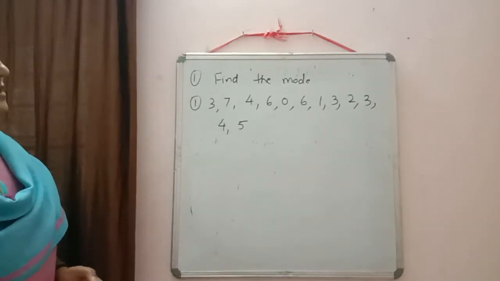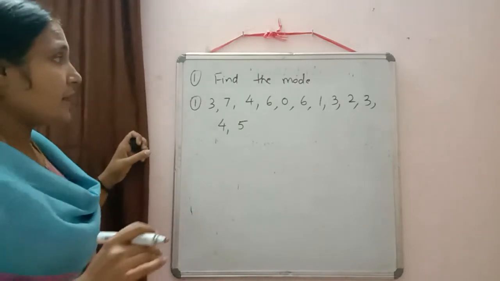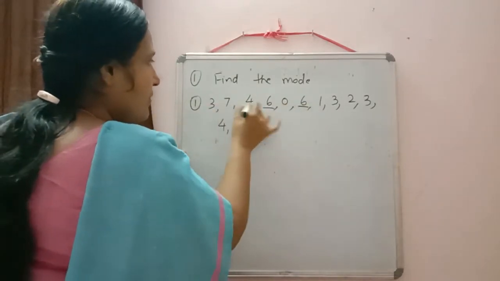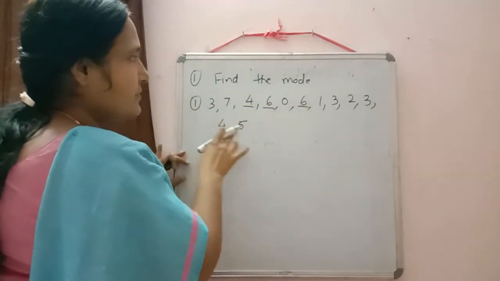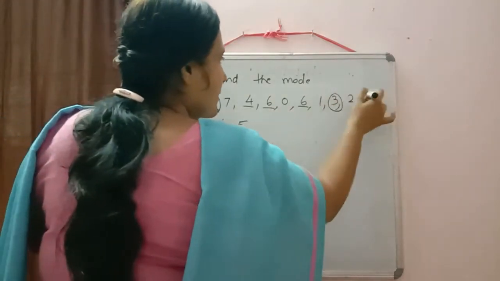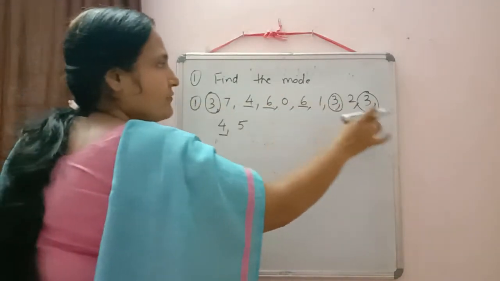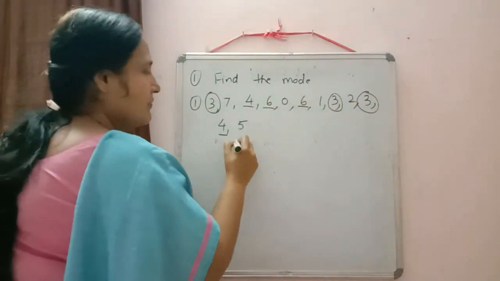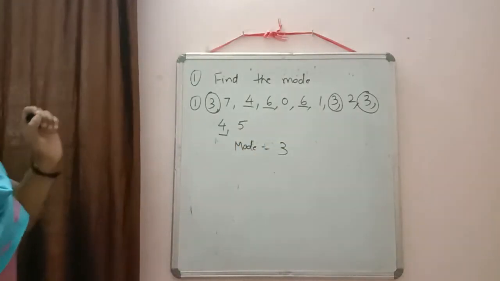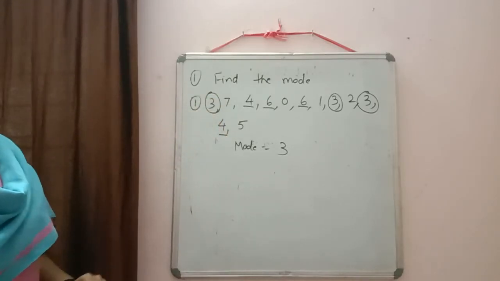So check which number occurs the maximum number of times. Here 6 is repeated 2 times only. 4 is also repeated 2 times. 5 is not repeated. Now check 3: 1, 2, 3. 3 is repeated 3 times. So the frequency of 3 is maximum. So we write mode is equal to 3. The observation which occurs the maximum number of times will be the mode.